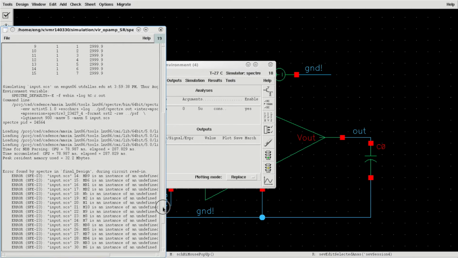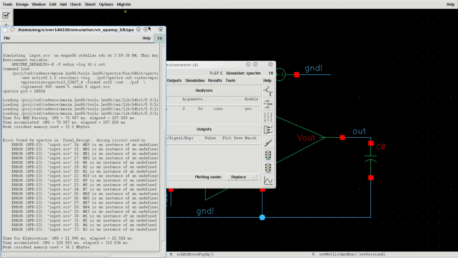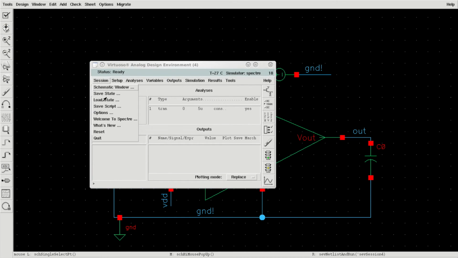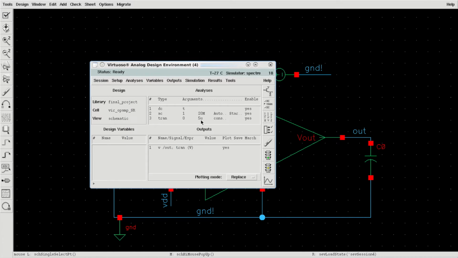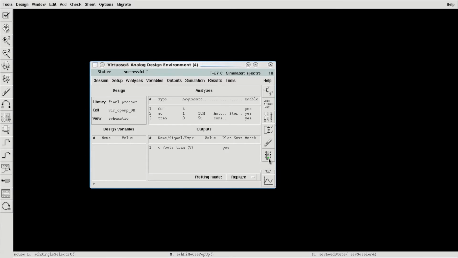So it looks like we have done this. Oh, we got lots of errors because I didn't load libraries. So I'll do session load state because I don't want to do everything from the start. So I've done the libraries. You can see here, besides the transient analysis, there are DC and AC. I usually keep DC analysis in all of the simulations because I want to make sure that all of my FETs are in saturation. I always check before doing an analysis so that I can make sure the output is the way that I want. So let's do netlist and run.